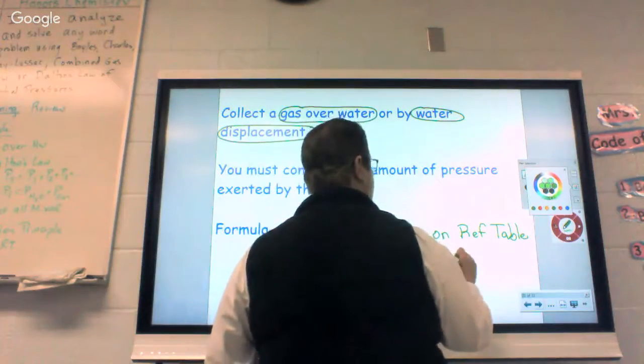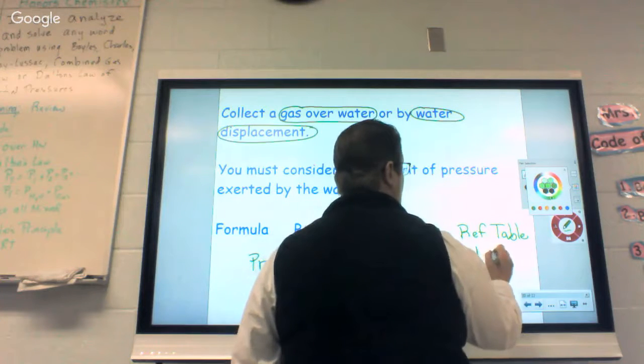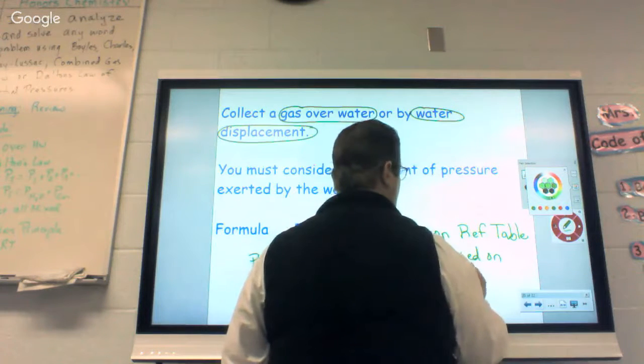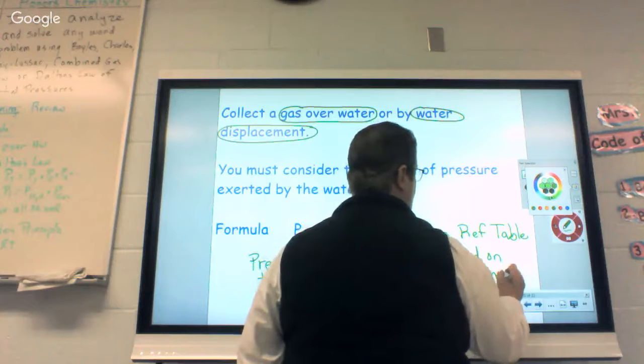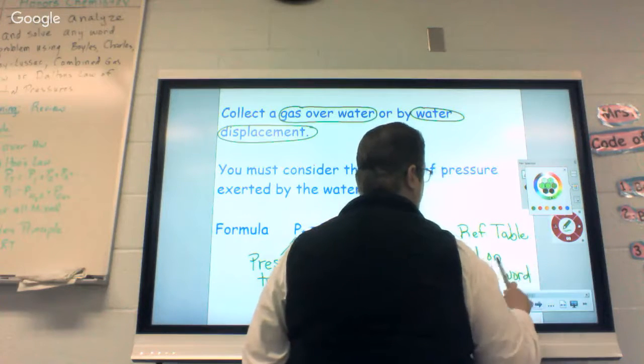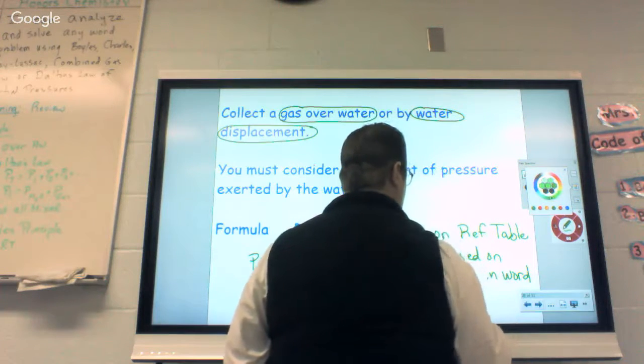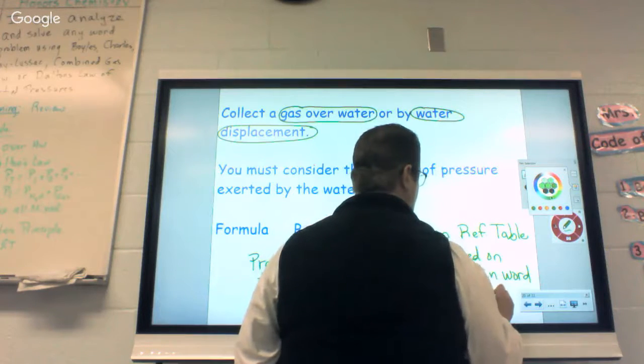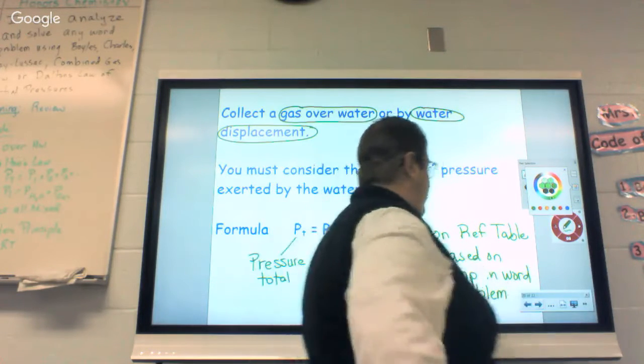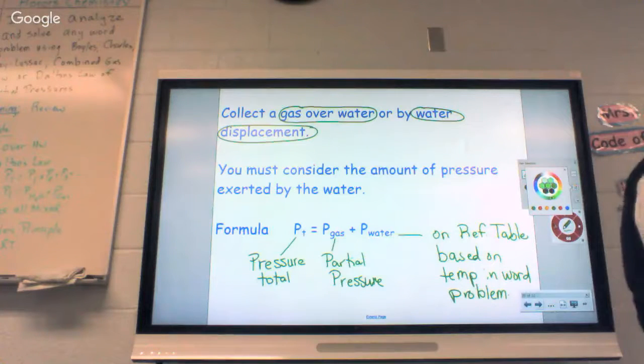And it's based on temperature in the word problem. Right? It's based on the temperature in the word problem. So, if you have to have a reference table, I have to give you one.